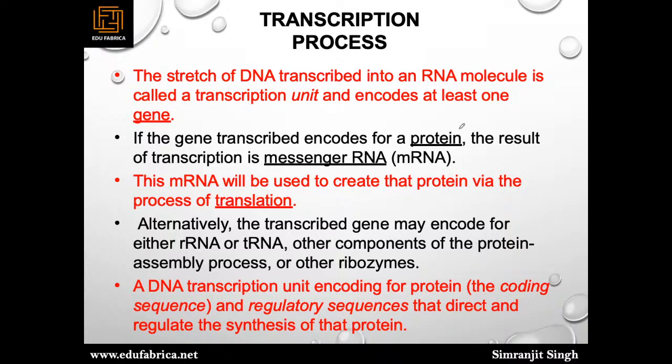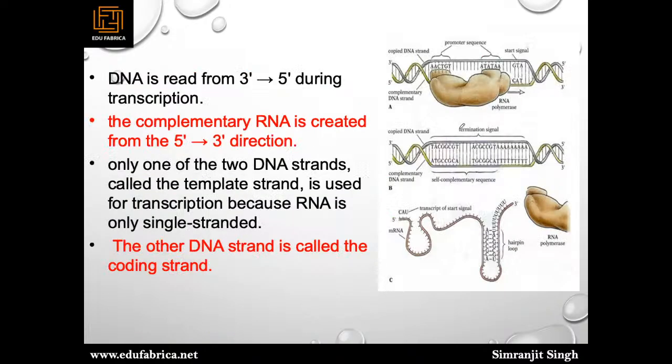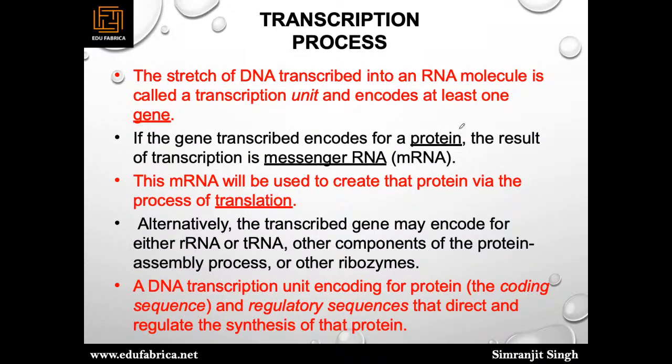So if we see how the transcription process is happening, a stretch of DNA transcribed into an RNA molecule is called transcription, and it encodes at least one gene. And if the gene transcribed encodes for a protein, the result of transcription is messenger RNA, and this messenger RNA will be used to create protein via the process of translation. But a DNA transcription unit also encodes the protein, and regulatory sequences that regulate the synthesis of that protein.